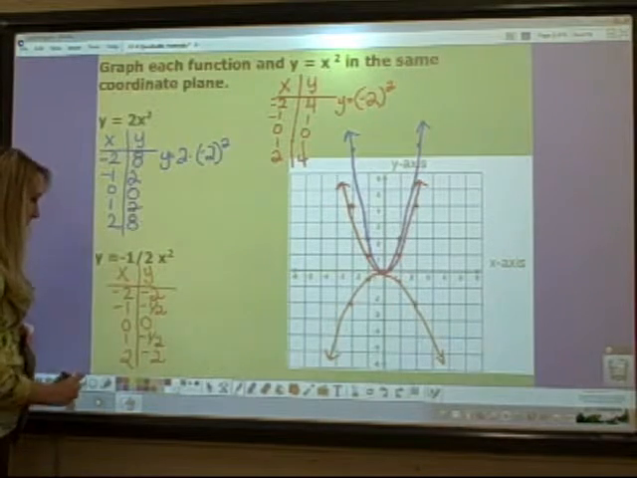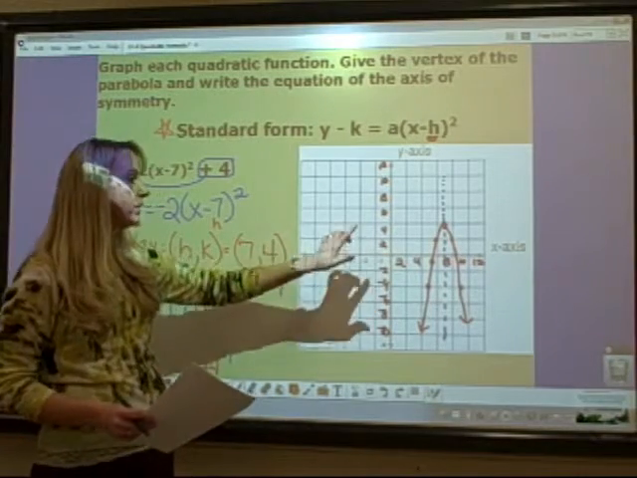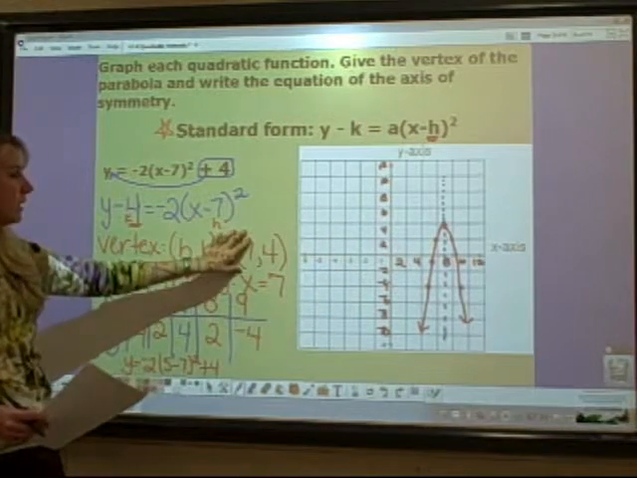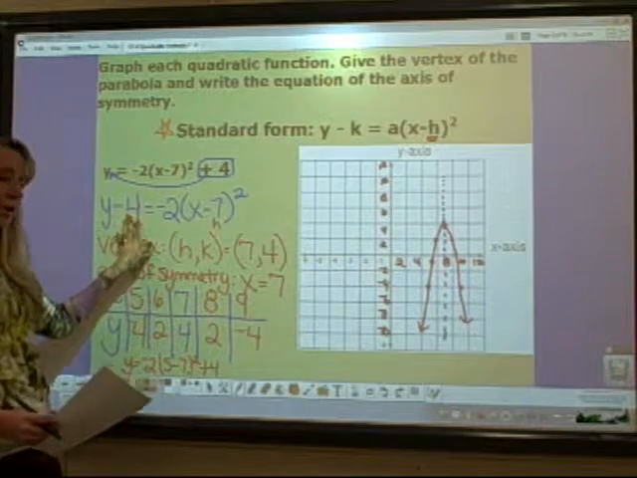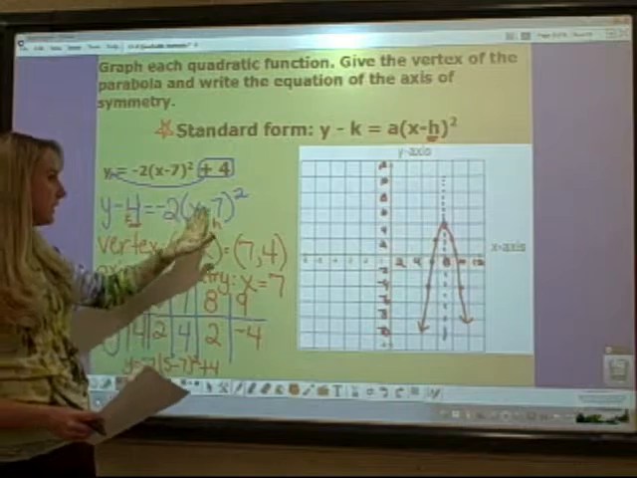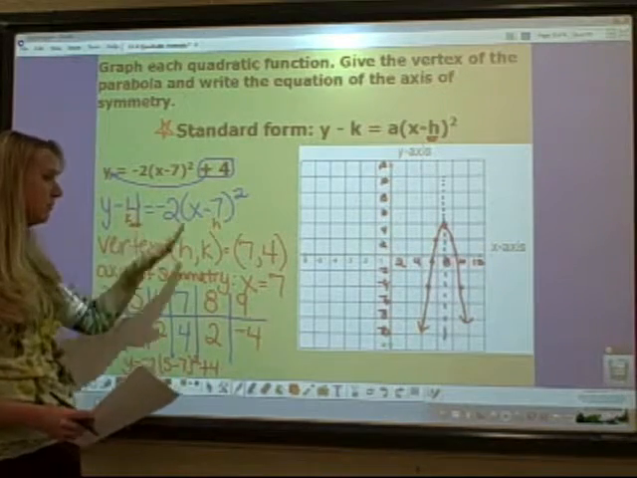But because not every parabola goes around 0, 0, we need to know our standard form. And recognize in standard form, it gives us our h and our k. Realizing that the minus sign is part of the equation. So this is a positive 7, positive 4 vertex.